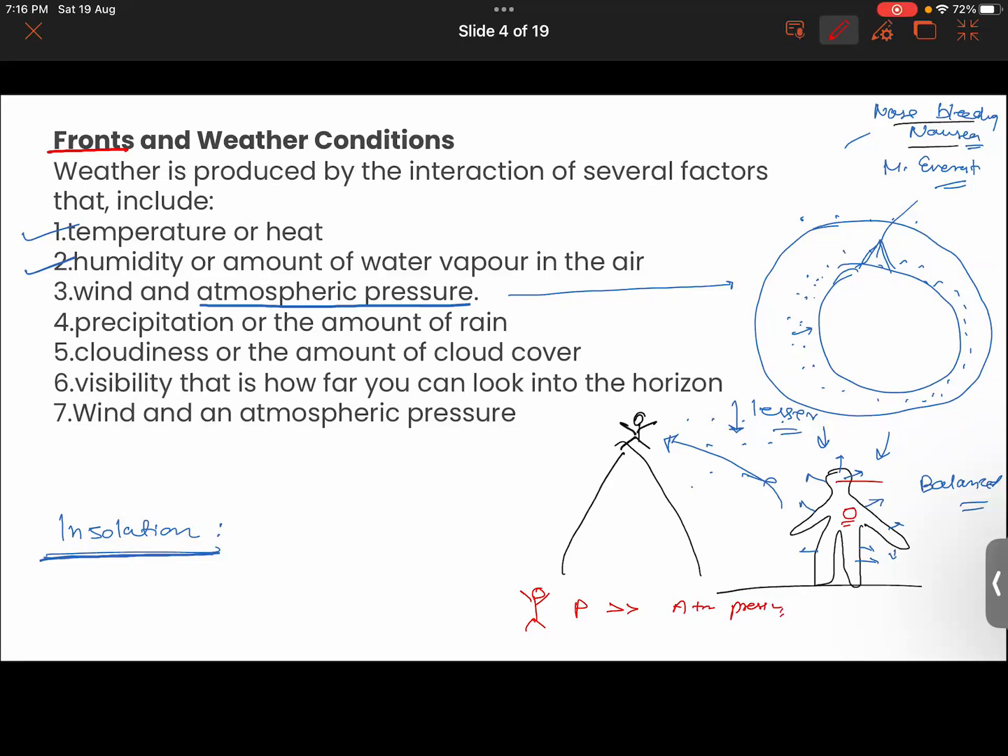Then other factors include wind speed, precipitation, cloudiness or the amount of cloud cover, and visibility, that is how far you can look into the horizon. Horizon, who will explain to me what is horizon? Sundus, explain to me what is horizon.